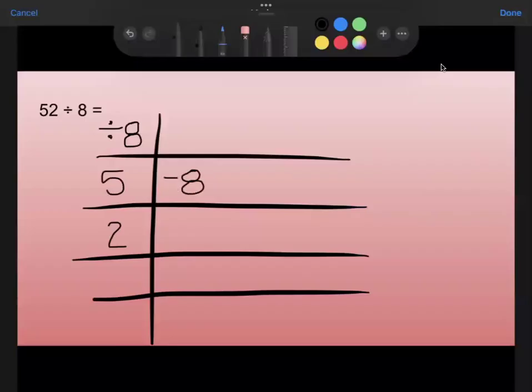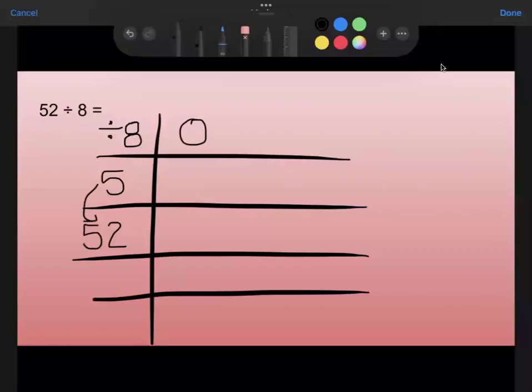Now that's something you can't do, right? We can't take 5 and subtract 8. So that is not going to work. So we're going to put a 0 up here because that didn't work. And then we're going to put that 5 down here in front of the 2. So now again, we have 52 that we have to fit groups of 8 into.